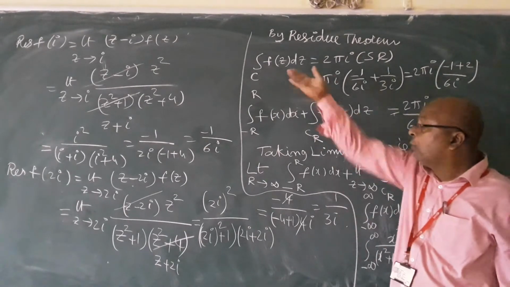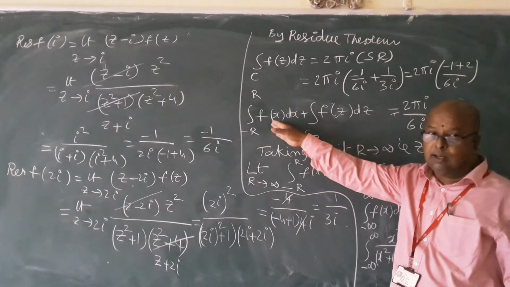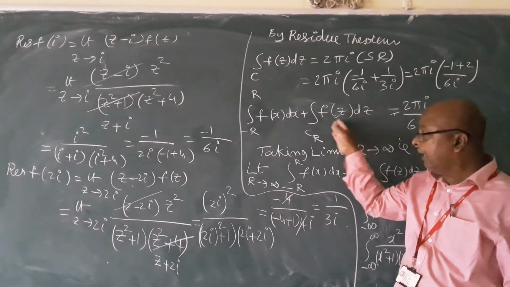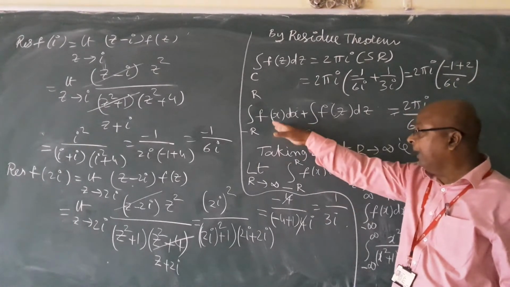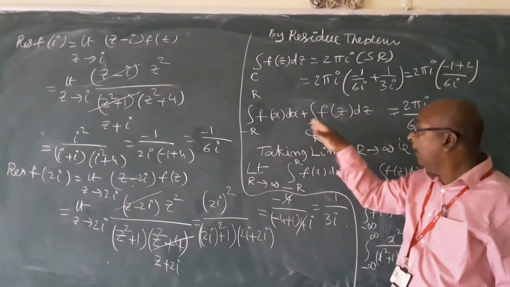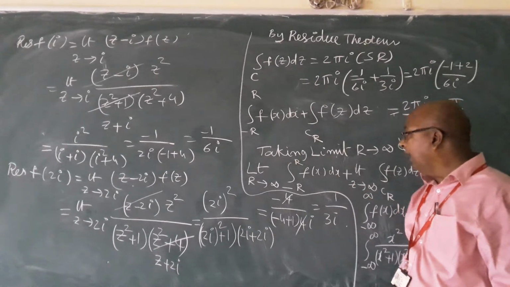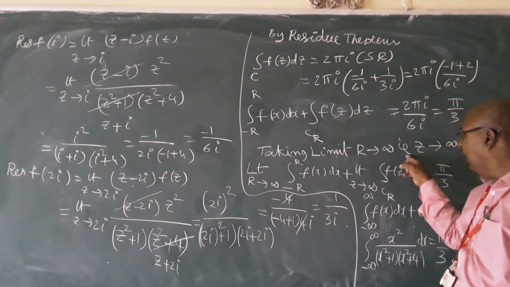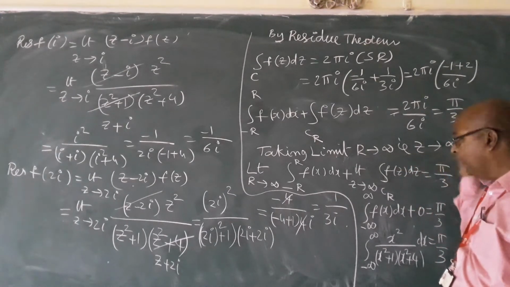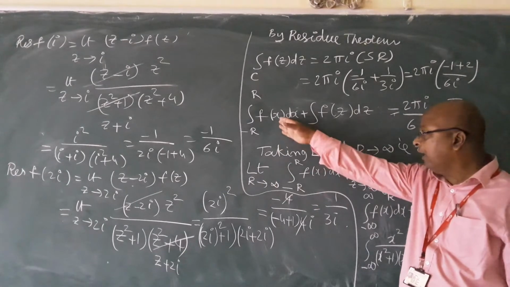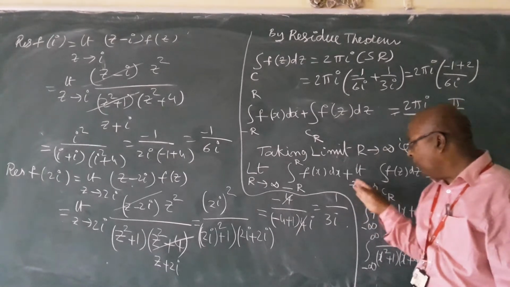The left side, closed curve C, is divided into two parts. One is the line integral, another one is the curved integral. Line integral from minus r to r of f of x dx. Observe the diagram: along the line you write f of x, along the curve you write f of z. Now take the limit r tends to infinity, that is mod z is equal to r, meaning z tends to infinity. So here you write r tends to infinity, and in this case, for the function of z, you write z tends to infinity.